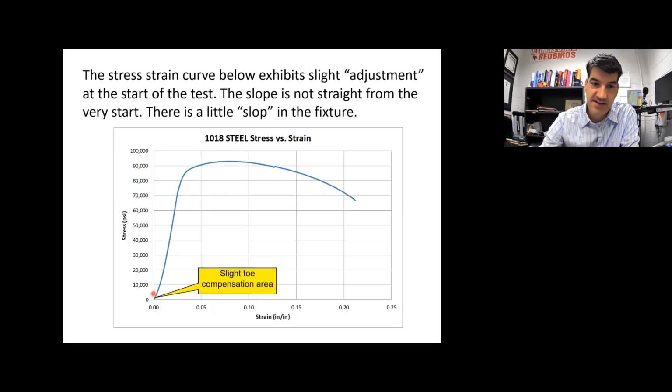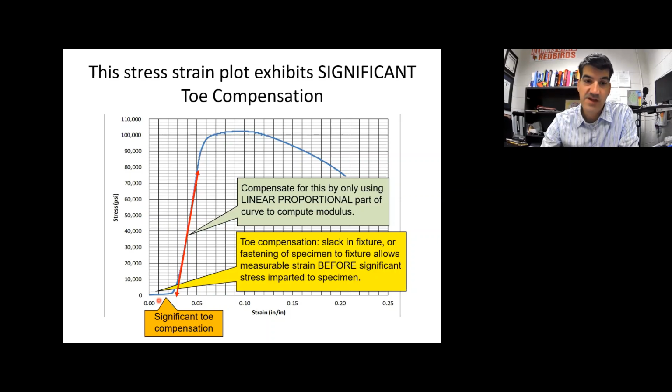So when you do that, just kind of ignore this area. This is not part of the linear elastic region. The linear region is this part right here. So don't pick the origin as one of your points to calculate the elastic modulus if you're seeing some significant toe compensation like this in your plot. Here's even worse. I don't think you'll see any toe compensation nearly this bad in our labs, but if you do see toe compensation and you're going to calculate the elastic modulus, just make sure you only use the linear region here to calculate the elastic modulus.